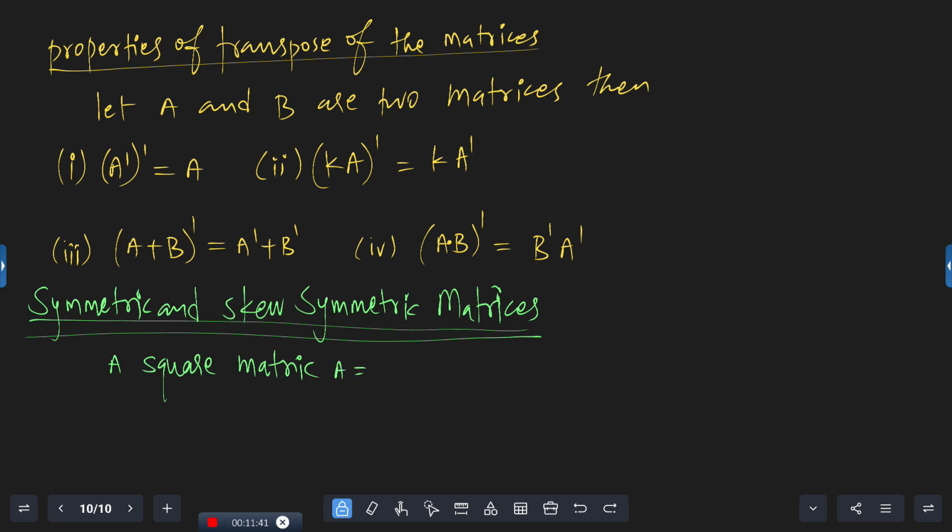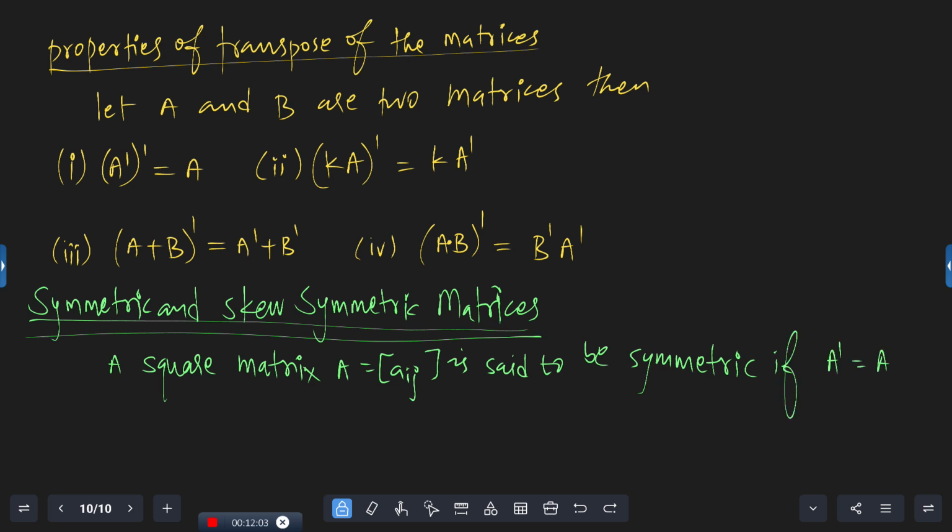A matrix A equal to Aij is said to be symmetric if A dash is equal to A. When you take the transpose, it must be the same matrix. This is the important condition, after the if. If A dash equals A is satisfied, that is called symmetric.